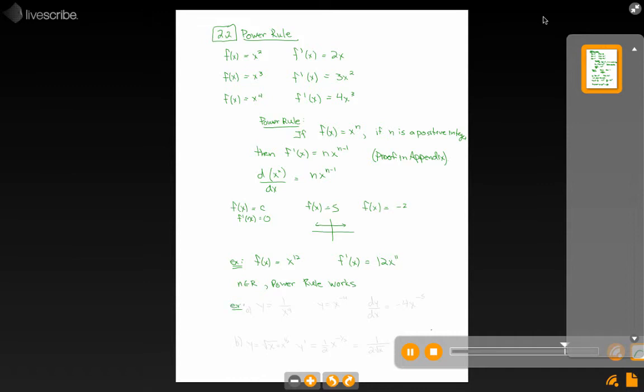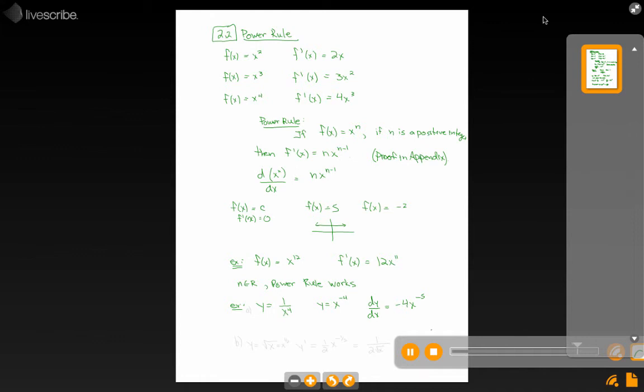So if I have y = 1/x⁴, and I ask what's the derivative of that, just use the other notation. First of all, you could write this as x⁻⁴. So the derivative is -4x⁻⁵. Bring the power out front, reduce your exponent by 1.